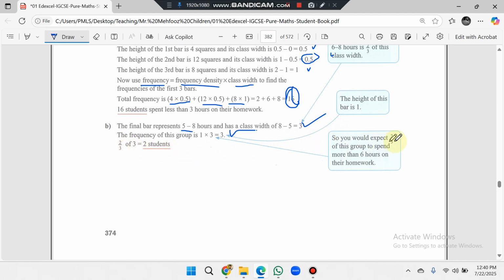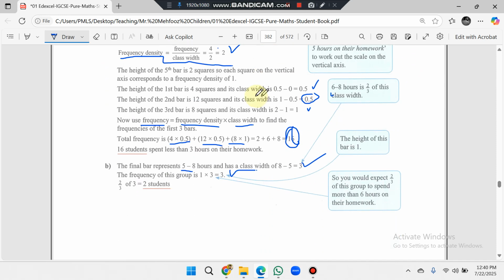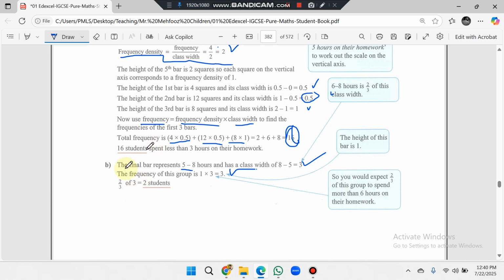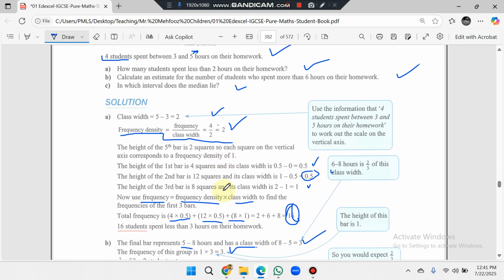So you would expect 2 over 3 of 3, which equals 2 students. Why? Because you can see that in this bar we have 3 different areas. So 2 areas are used from the 3. So 2 over 3 of the 3. So it means that 2 students are given. Right? Understand or not? Yes. Okay. Any problem?